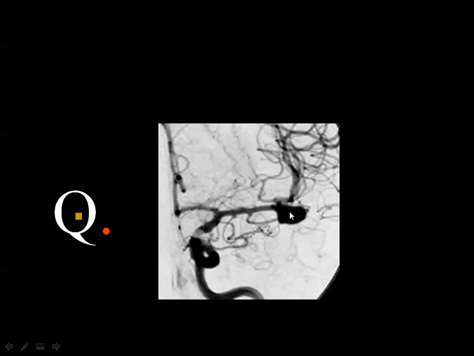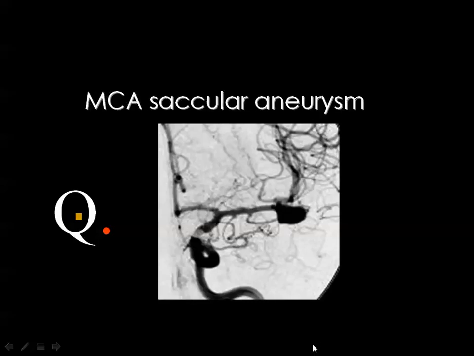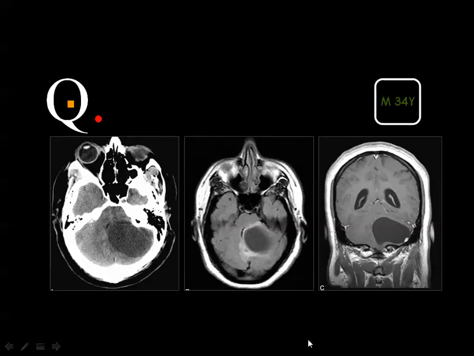I mean, you may say that this is M1 segment and starting M2 segment at the junction between both, but you have to say that this is saccular aneurysm of the middle cerebral artery.